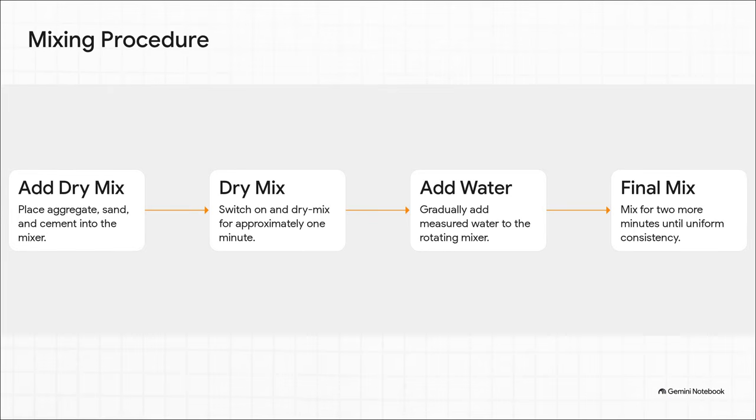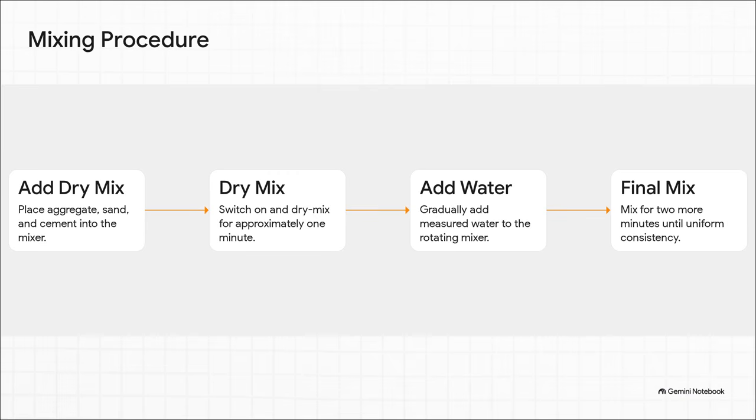So, with all our materials weighed out, we follow a very strict operational sequence. Try to visualize the rotating drum of the mixer. The dry aggregate, sand, and cement go in first. We dry mix them for about 1 minute just to really blend those particles together. Only then is the measured water gradually introduced into the rotating matrix. We let it mix for 2 more minutes until we get this beautifully uniform consistency, with absolutely no dry cement pockets left behind.